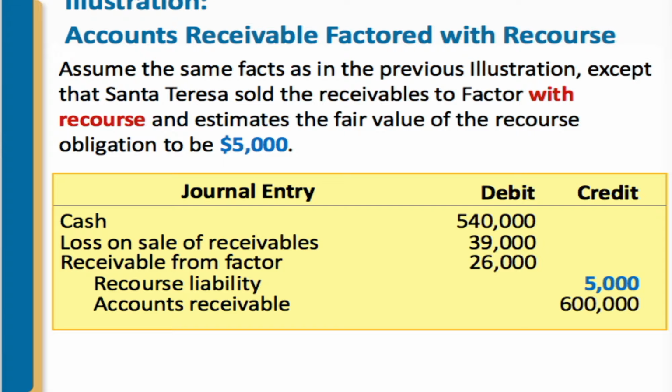Notice that the estimated recourse liability of $5,000 increases the loss on sale by $5,000, from $34,000 in the without recourse case to $39,000 in the with recourse case. If the factor eventually collects all of the receivables, Santa Teresa eliminates the recourse liability and recognizes a gain.